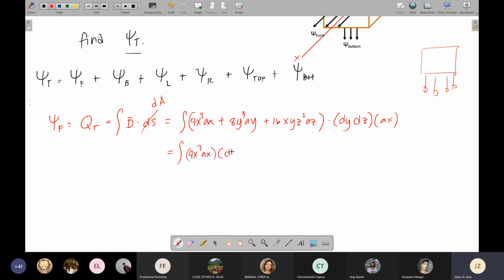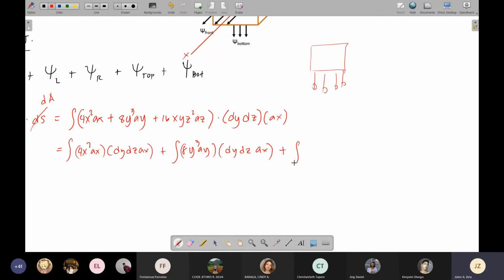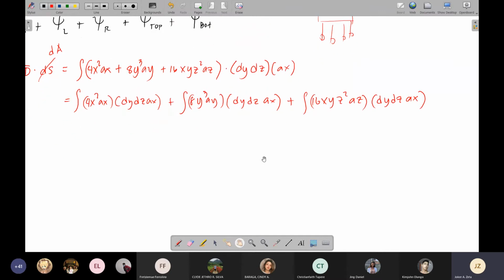times dy dz ax, plus the integral of 8y cubed ay times dy dz ax, plus, for the last distribution, you have the integral of 16xyz squared az times dy dz ax. Okay, sir, how do we integrate when there are directions, ax, ay, or az?